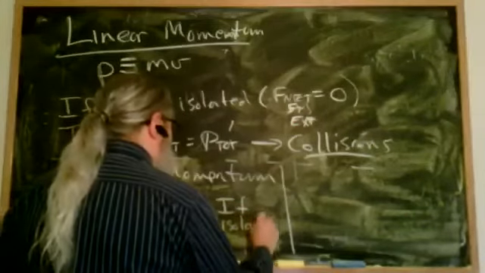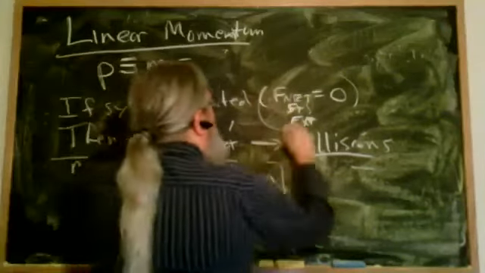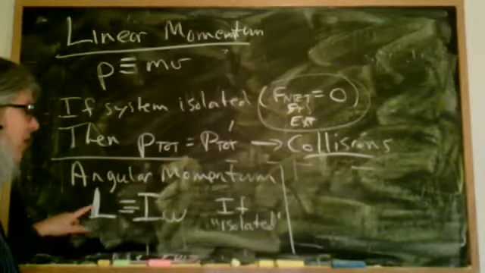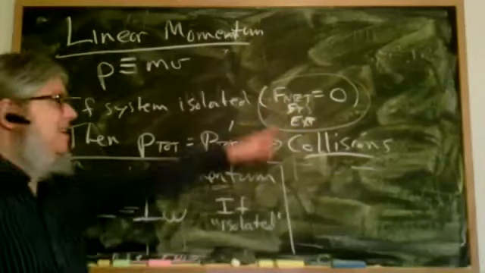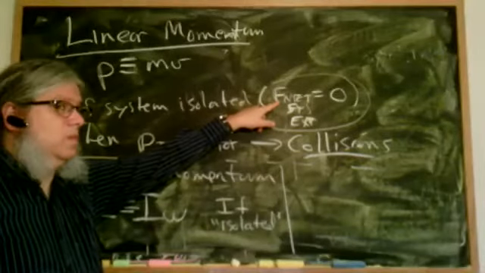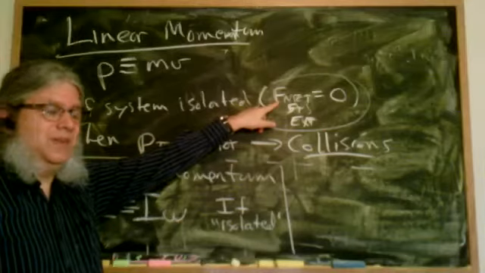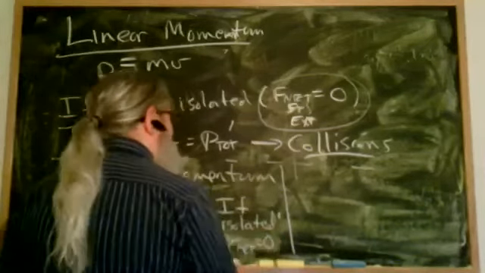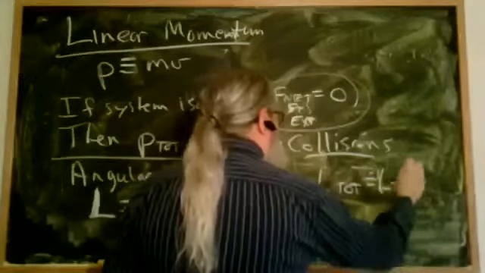Now, what do we mean by isolated here? So we have 2 definitions of isolated. One definition of isolated corresponds to the net force being equal to 0 on the system. So by analogy, what does it mean to be isolated for angular momentum? What's the analog to force? Anybody? Rotational analog to force. Torque? Torque, yeah, right. So if the net torque is equal to 0, then we can say that the total angular momentum is equal to the total angular momentum at a later time. Okay?